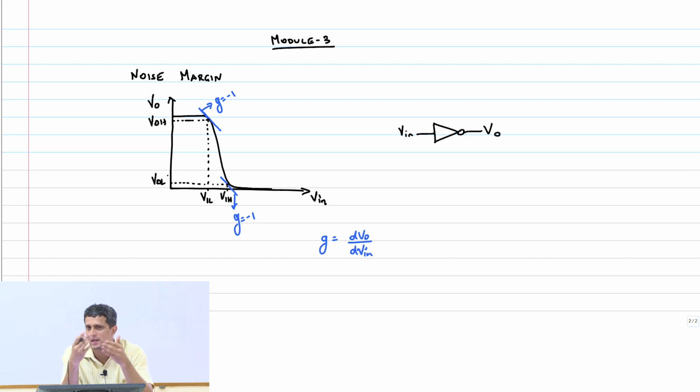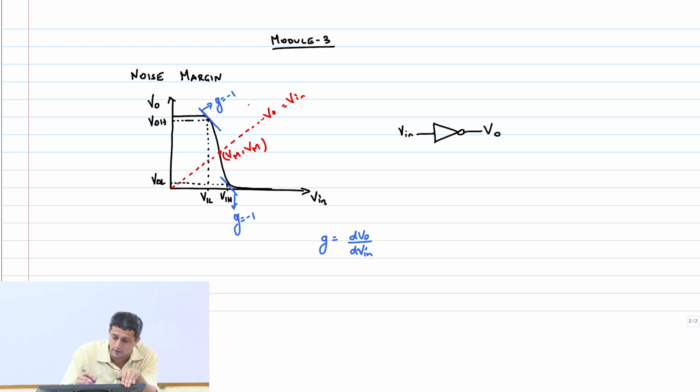Because it has channel length modulation, all that, the expression is quite complex. Therefore we made an approximation and said that we will find the point when V in equal to V out equal to Vm, the trip point, right? This point is Vm comma Vm. Then we said that we will take the slope out here and just extrapolate with that slope, right, and see where it intersects.